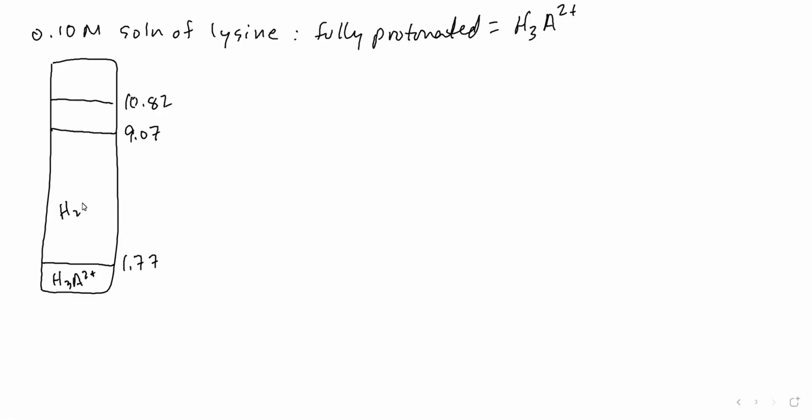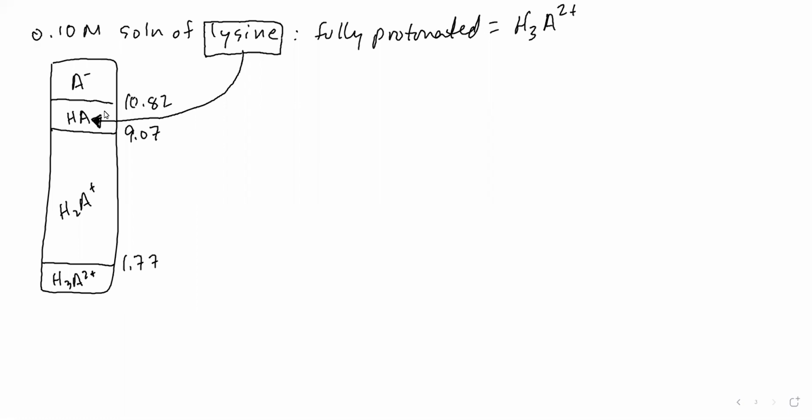Putting in then our structures beginning with the fully protonated H3A2+. We've got this. Okay, now we can think about lysine itself. And so lysine would be an electrically neutral form of the amino acid, and that is going to be right here. So this is what we have to begin with. And as a result, we know that we're starting like we were in problem 4 with an intermediate.